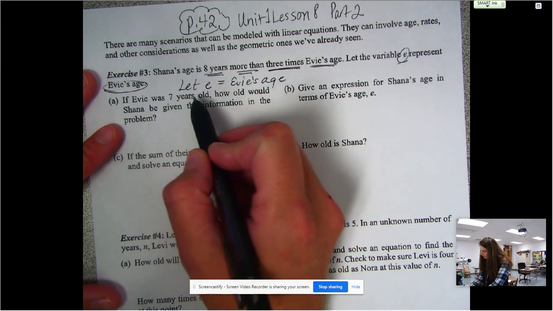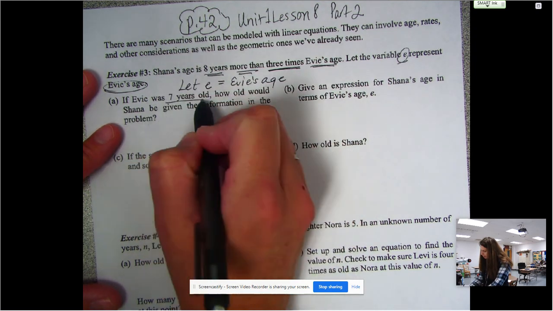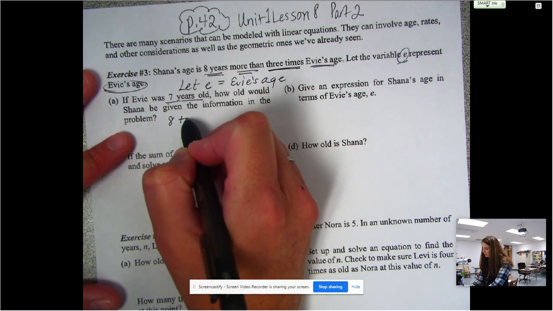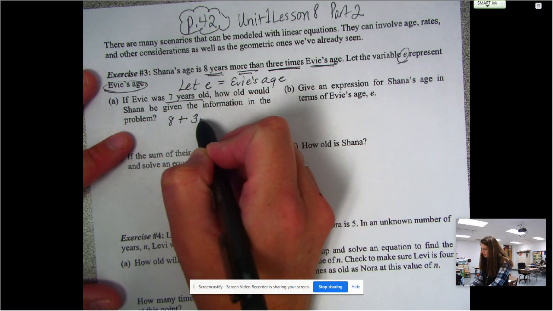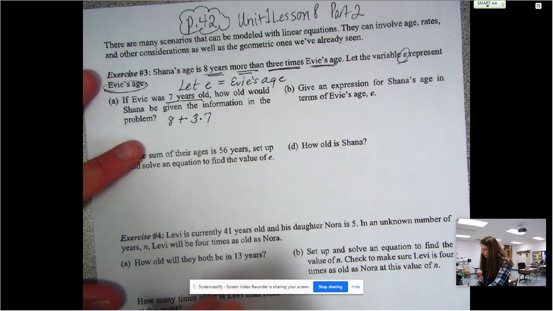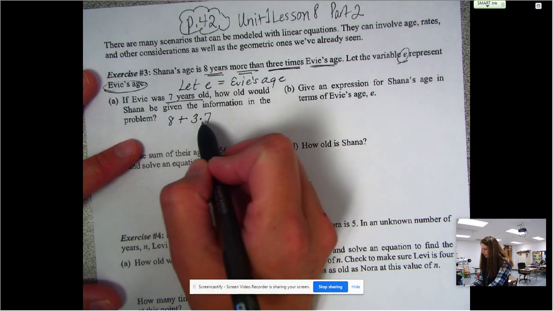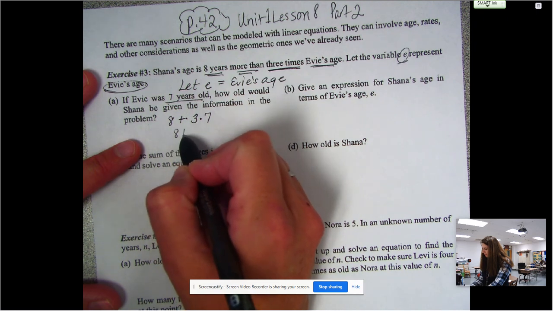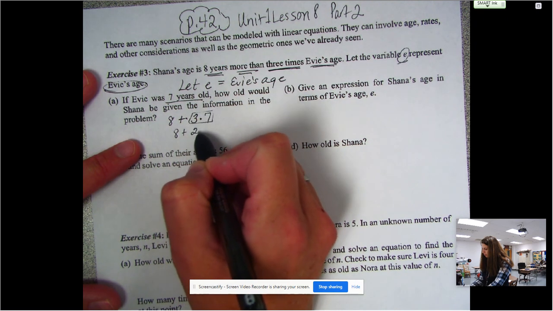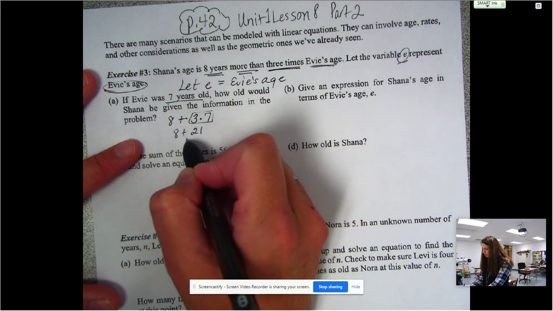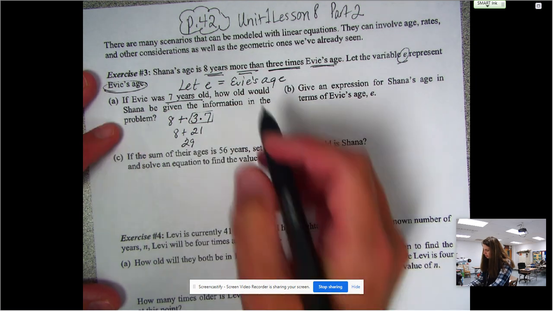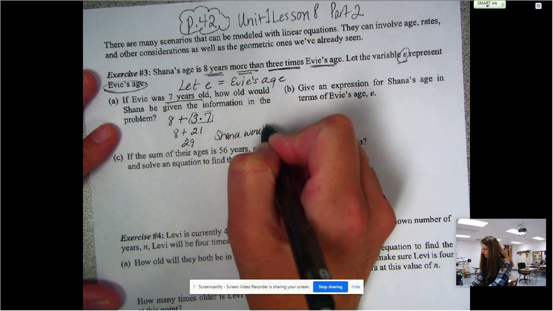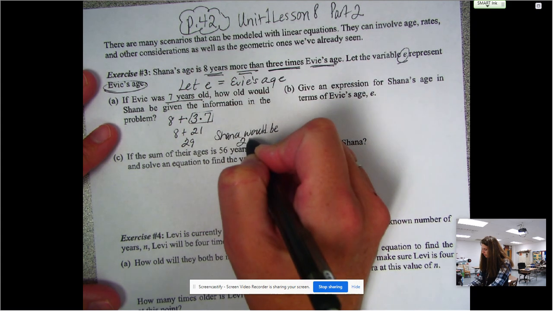So if Evie is 7, Shauna is 8 years more than means plus 3 times Evie's age, so 3 times 7. So let's see, we have to do order of operations, so we have to do multiplication before addition. So we would have 8 plus 21, 3 times 7 is 21, and 8 plus 21 is 29. So Shauna would be 29 years old.